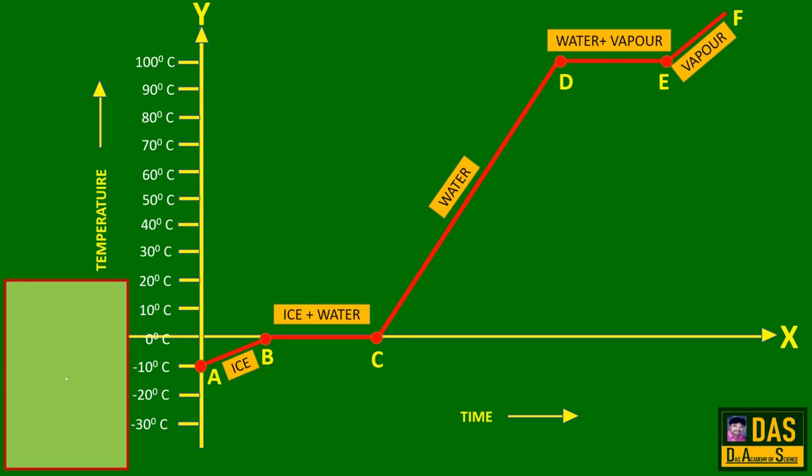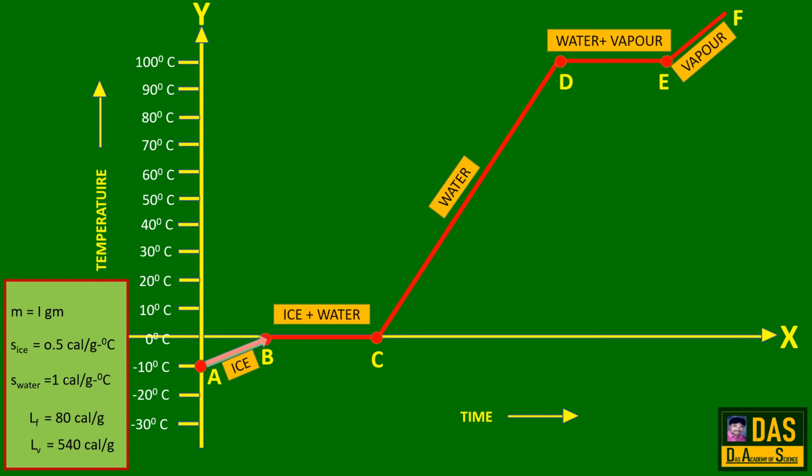Now let us calculate. Mass of the ice is 1 gram. Specific heat of ice is 0.5 calories per gram degree Celsius. Specific heat of water is 1 calorie per gram degree Celsius. Latent heat of fusion of ice is 80 calories per gram. And latent heat of vaporization of water is 540 calories per gram. By using all these values, we have to calculate. First, observe between A and B.